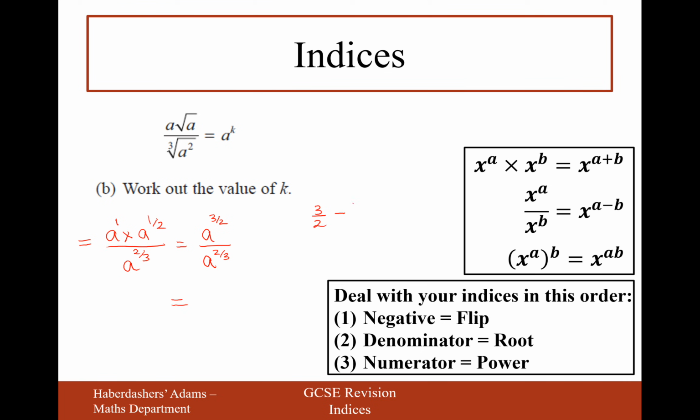So it's 3 over 2 minus 2/3. Let's create a common denominator there of 9 over 6 minus 4 over 6. So that's going to be 5 over 6 as the power of a. So it's going to be a to the power of 5 over 6. So therefore, k equals 5 over 6. So there we are, using a lot of the rules of indices there to simplify this question here. Very difficult question, but very well done if you got it.